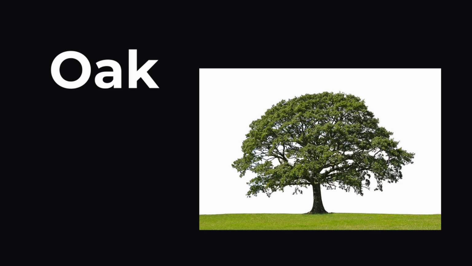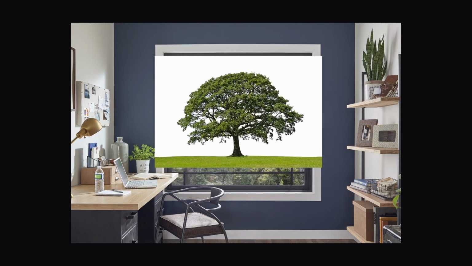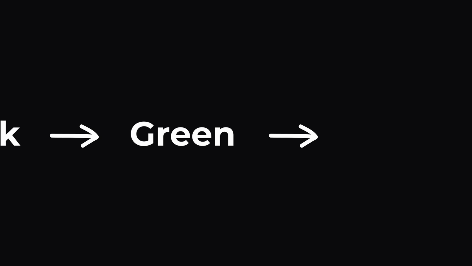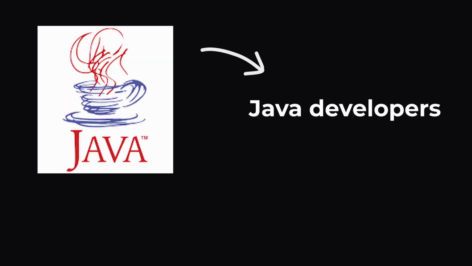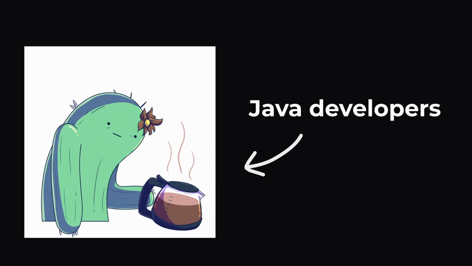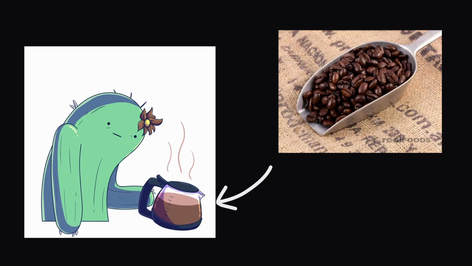Java was originally named Oak, inspired by an oak tree that stood outside the creator's office, James Gosling. Later it was renamed to Green before finally settling on Java. Java's coffee logo was a tribute to the Java developers who drank a lot of coffee while developing the language. Also, the coffee they drank was from Java coffee beans.